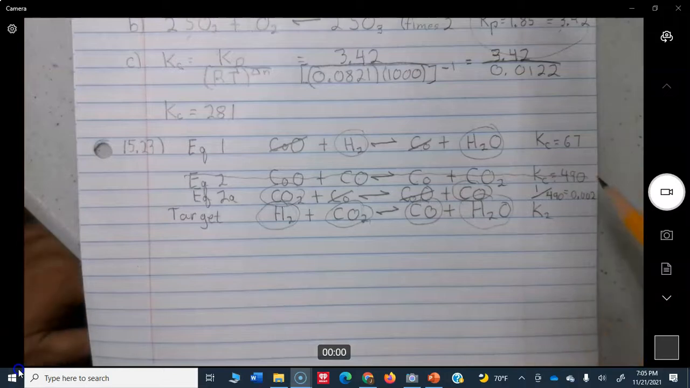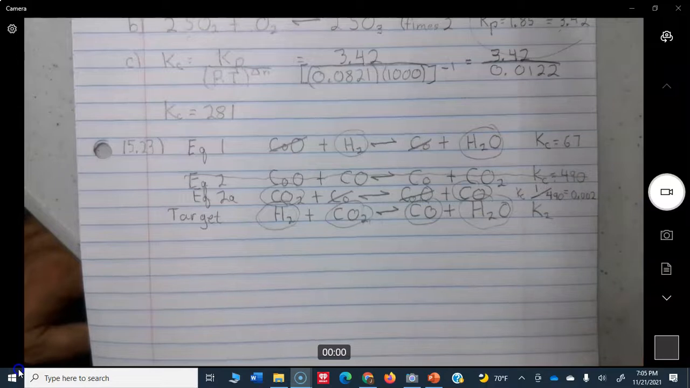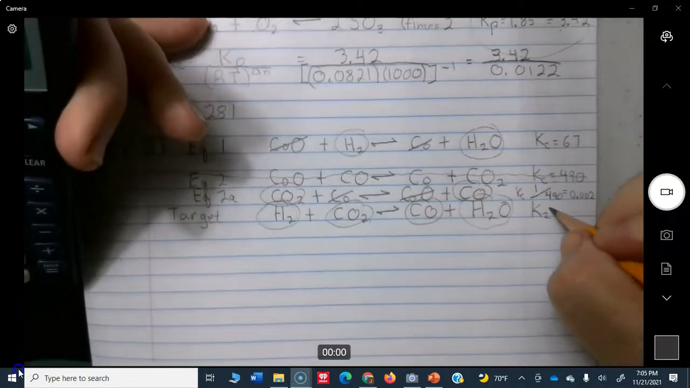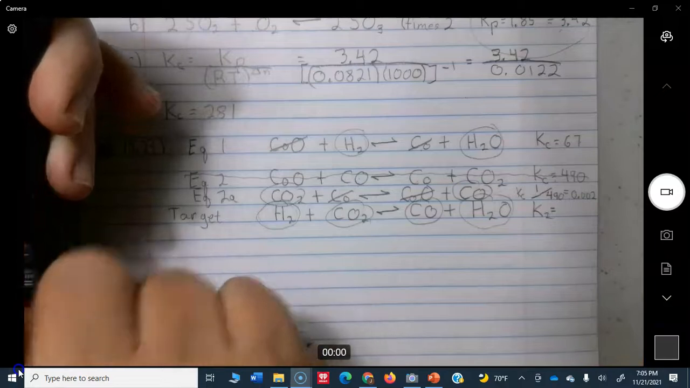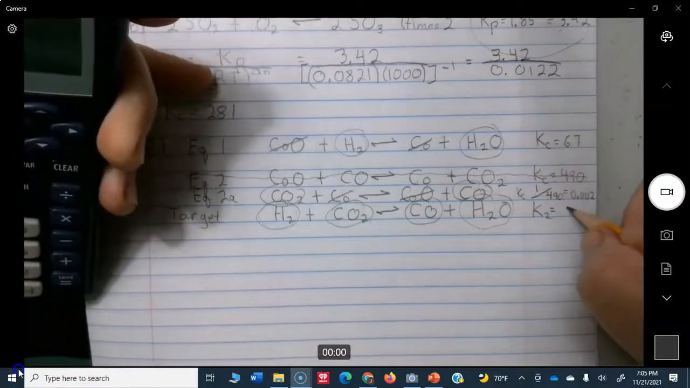So now what do we do when we add these two equations together? We take the K values, this should be Kc here, and we multiply them. So it's 67 times 0.002. So I'm going to just do that, 67 times 0.002, and that equals 0.134.